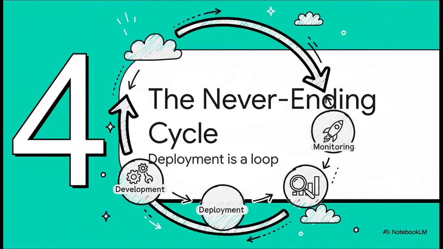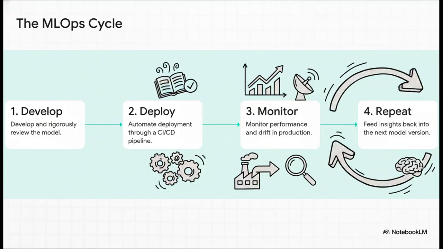And all of this brings us to what might be the most important lesson here. These stages we've talked about, development, deployment, monitoring, it's not a straight line from start to finish. Deployment is not the destination. It's a continuous, never-ending loop. The MLOps journey is really a circle. We develop and we rigorously review a model. We use a slick, automated pipeline to get it out there safely. We watch it relentlessly while it's in production. And all the things we learn from that monitoring, that feeds right back into developing the next, even better version of the model. And then, the whole cycle just starts all over again.